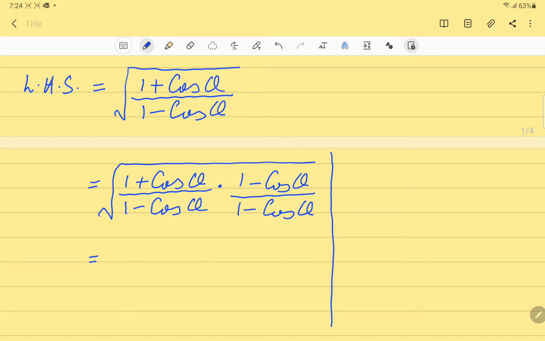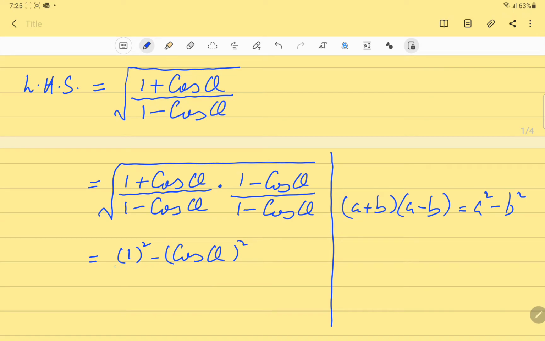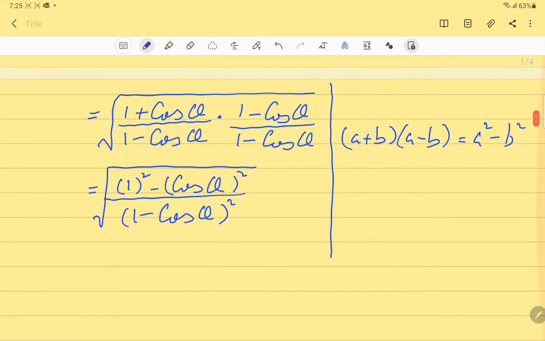In the numerator we have this type of formula now: a plus b into a minus b is equal to a squared minus b squared. So we will be writing numerator as 1 squared minus cos theta squared over 1 minus cos theta squared whole under root. Numerator can be written as 1 minus cos squared theta over 1 minus cos theta whole squared under square root.